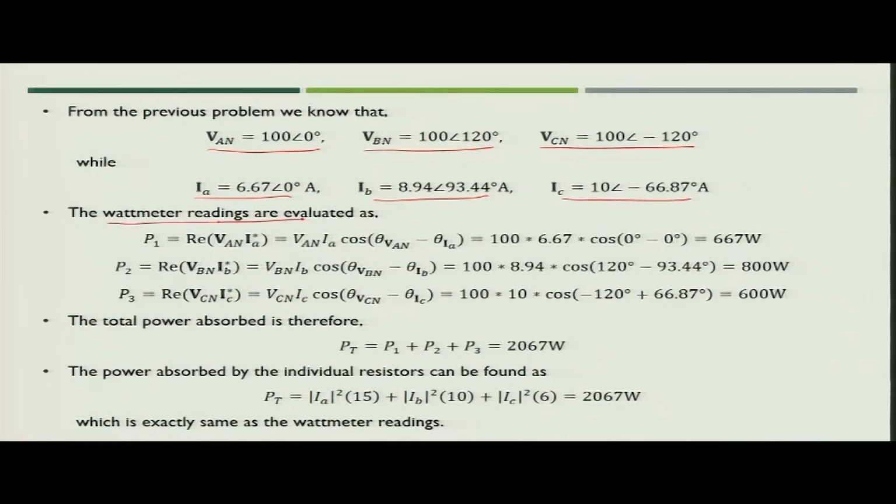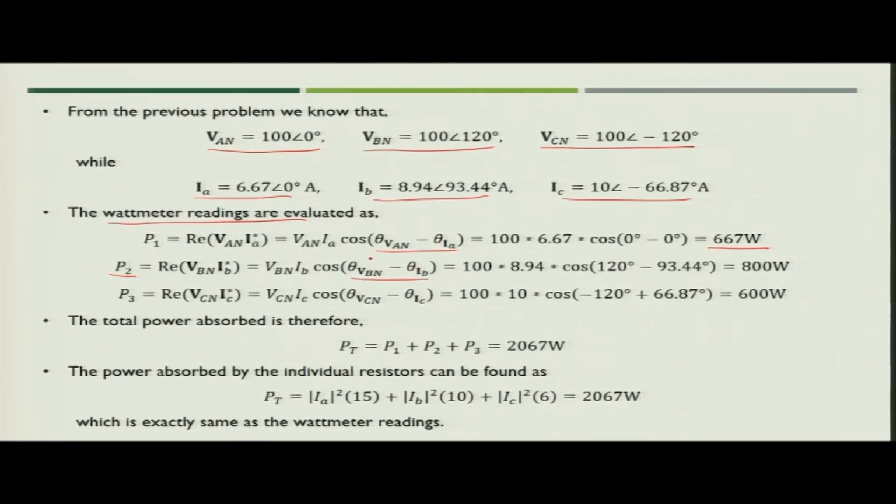So, the wattmeter readings you can simply find out. The value of P1 will be real component of VAN into IA conjugate. So, when you find the value, it will become VAN IA cos(theta VAN minus theta IA). Now, if you put the values of all the parameters, you will get the value of P1 as 667 watt. Similarly, for P2 it will be the real part of VBN into IB conjugate, which gives VBN IB cos(theta VBN minus theta IB).